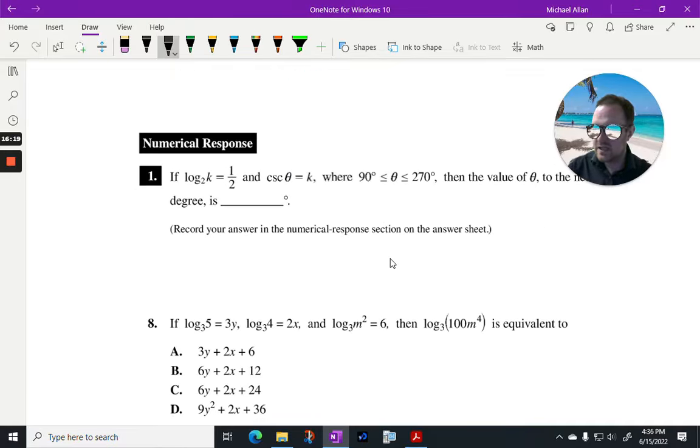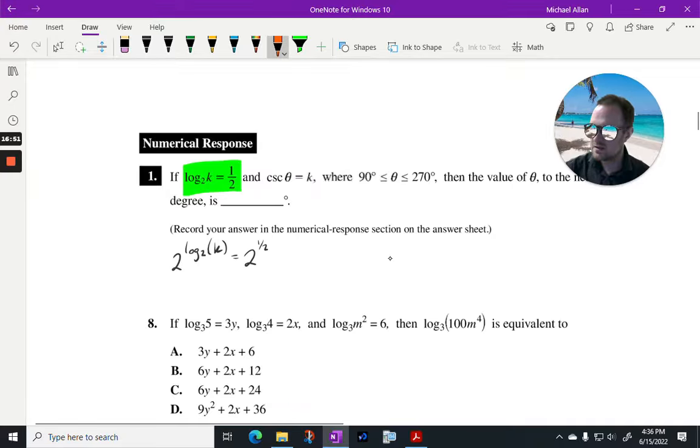Okay, this one here, we're just trying to find the value of theta. If you know that log base 2 of k is a half, then we just want to find out, based on this, if I knew what k was, I can probably find out what theta was. So I'm going to use this first part to find out what k is. To get rid of the log this time, I'm going to go 2 to the power of both sides, so you just have to do the inverse. So 2 to the power of a half.